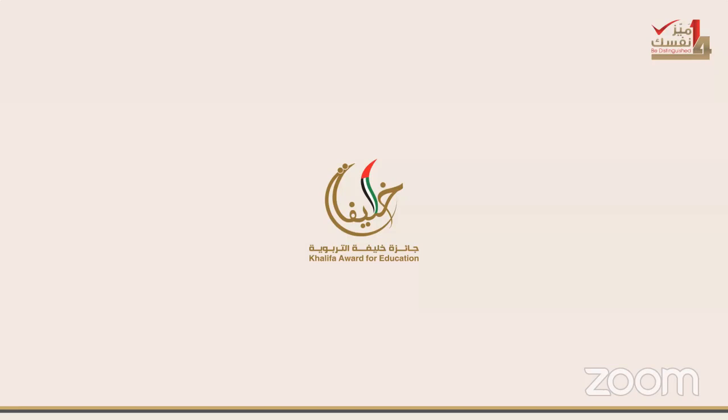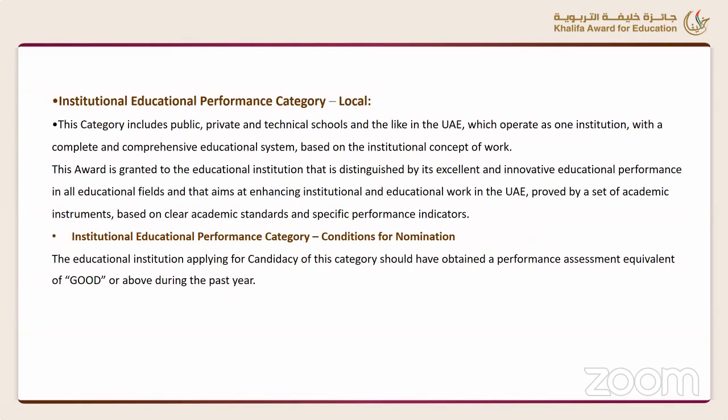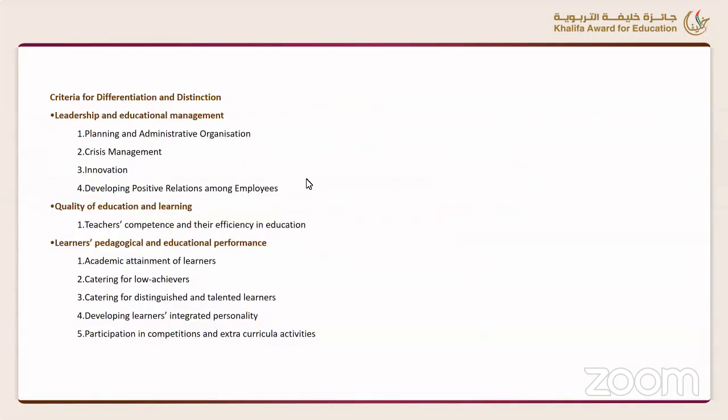The first one, the leadership and educational management. You can go to the next slide. Next, please, because I already introduced that slide. Next, Mohammed. As I told you, we have 6 main criteria, and there are new sub-criteria that have been added to the main criteria. The first one we're going to talk about is leadership and educational management. Under that main criteria, we have 4 sub-criteria.